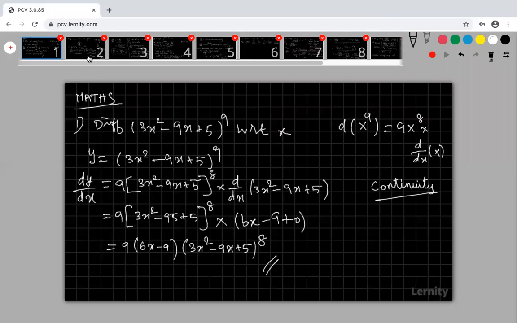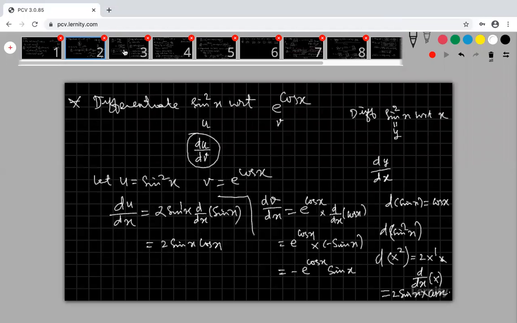Please concentrate on the continuity topic. This week, most probably, we have to conduct a test on continuity with some basic differentiation only. So please concentrate on your continuity.